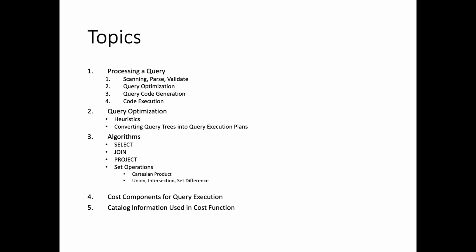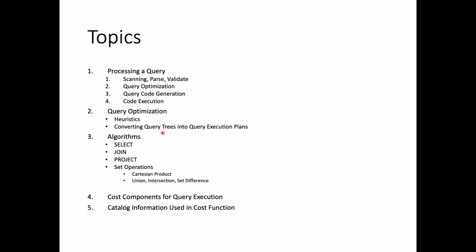So, at the end of this module, you will be able to understand how the DBMS processes your SQL queries to obtain results using this four-step process. You will also know how query optimization is done, and we will show some heuristics or rules that work in most cases but are not guaranteed to be optimal in every case for query optimization. And we will show how query trees are converted to query execution plans.